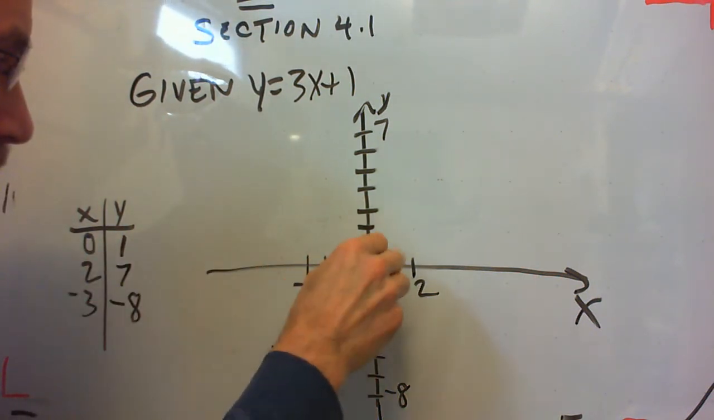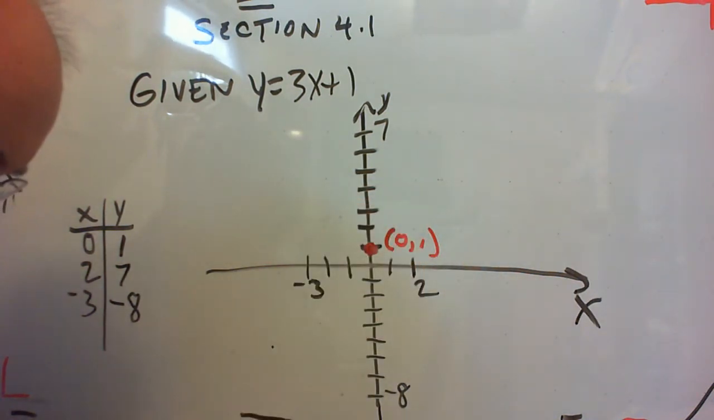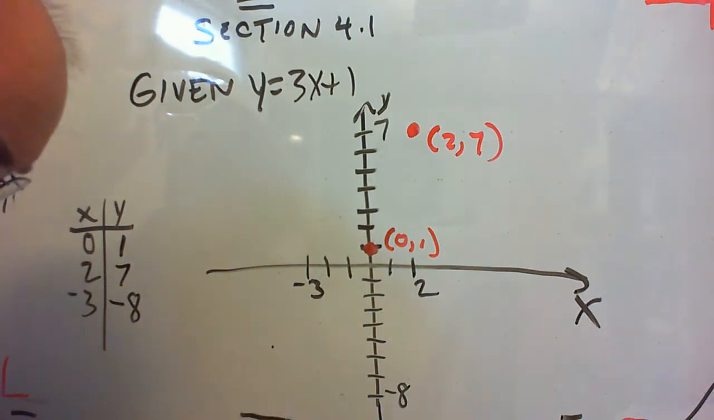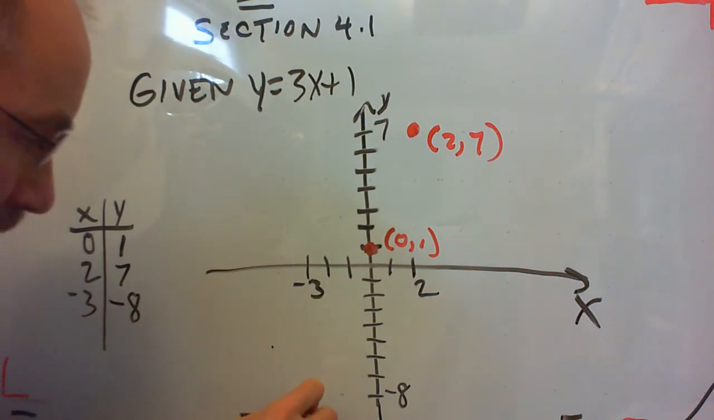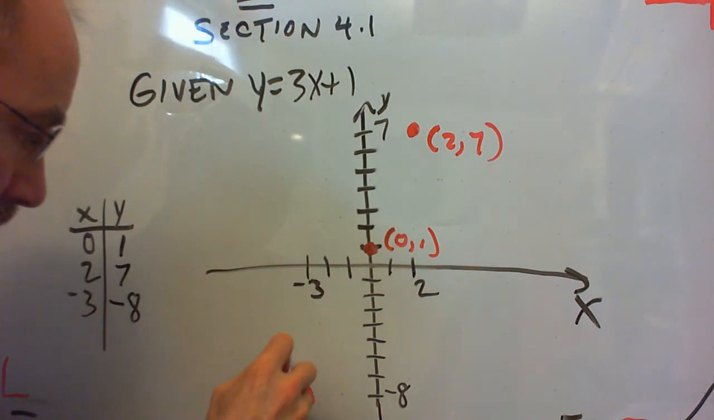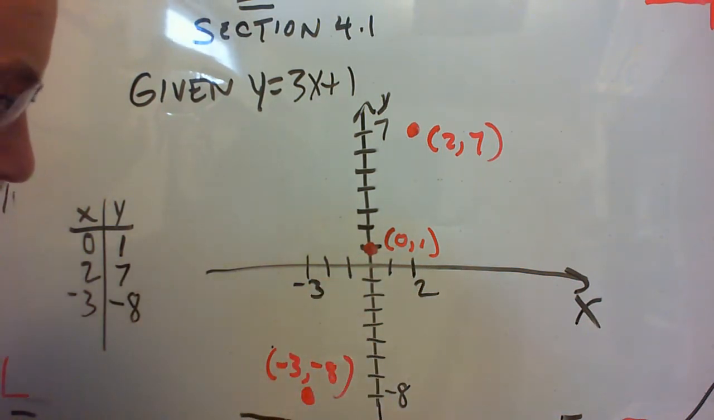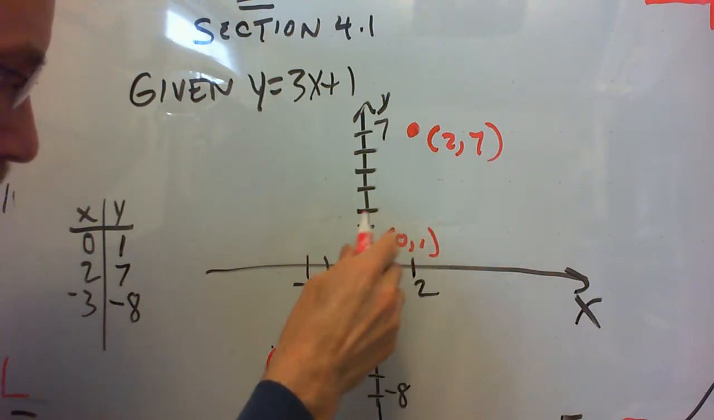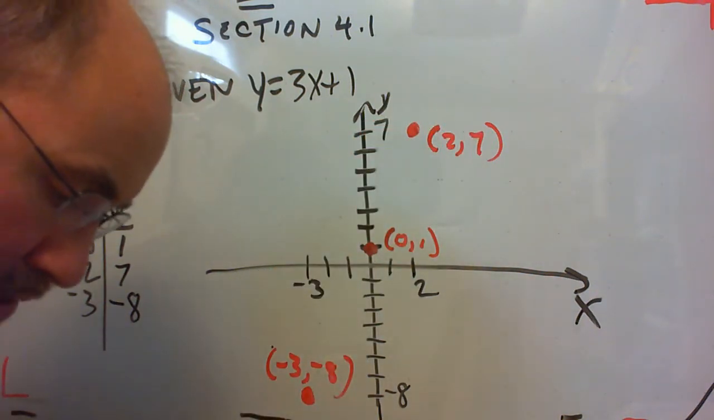0, 1: x is 0, y is 1 is this point right here on the y-axis. When x is 2, y is 7, the point right up here. And then the last solution point, negative 3, negative 8, is way down here where x is negative 3 and y is negative 8. It's like I have in the course book or notes. This is like a battleship game where you have two coordinates, one with the x, one with the y, and then we just find out where the point goes based on those coordinates.